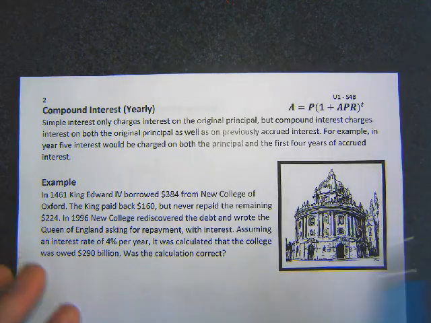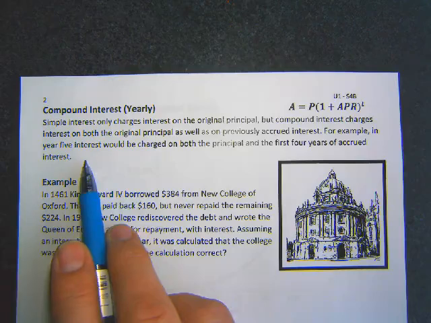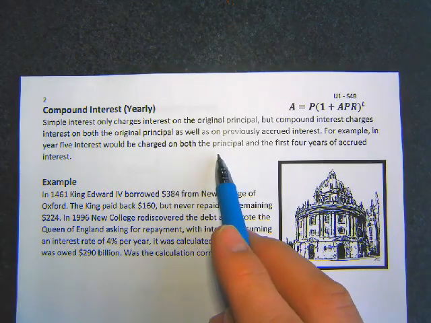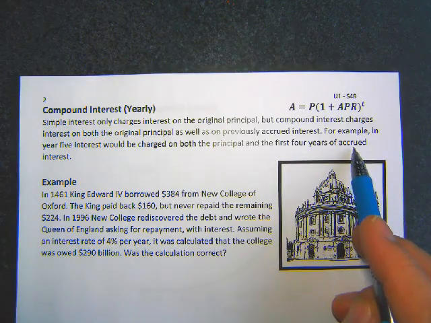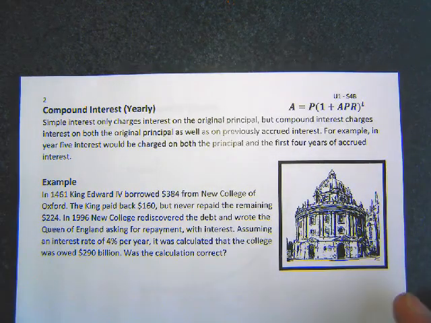So, for example, in year 5, your interest would be charged on both the principal, the starting amount that we started with, but also the first 4 years worth of accrued interest. And so you'd be making more interest. So let's look at an example that deals with that.